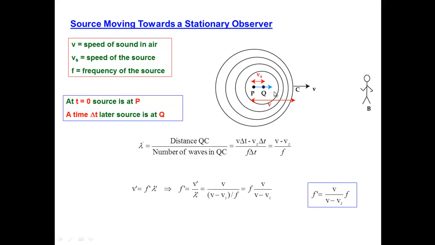Notice that in this case, since the wavelength went down, that means that the frequency went up. And that's the kind of thing you would hear if you were listening to a train whistle on a train moving towards you at the station. You would hear a sound at a higher frequency or a higher pitch than you would have heard if the train were not moving.